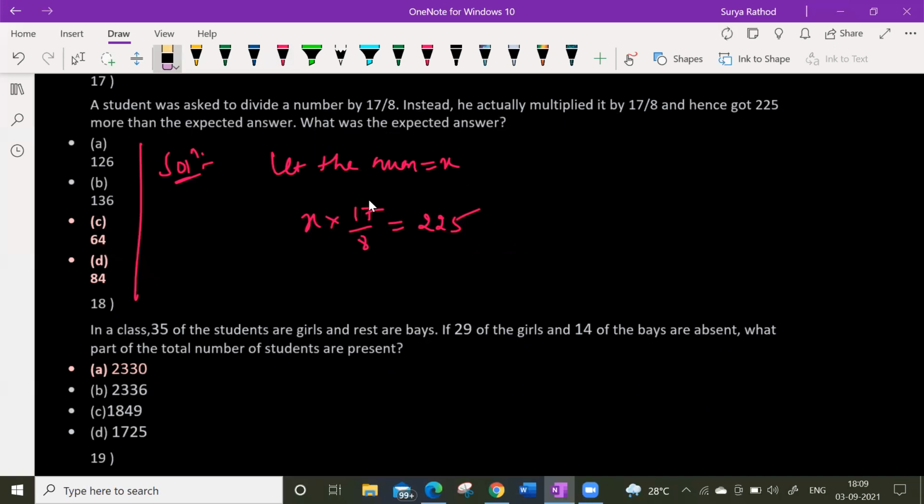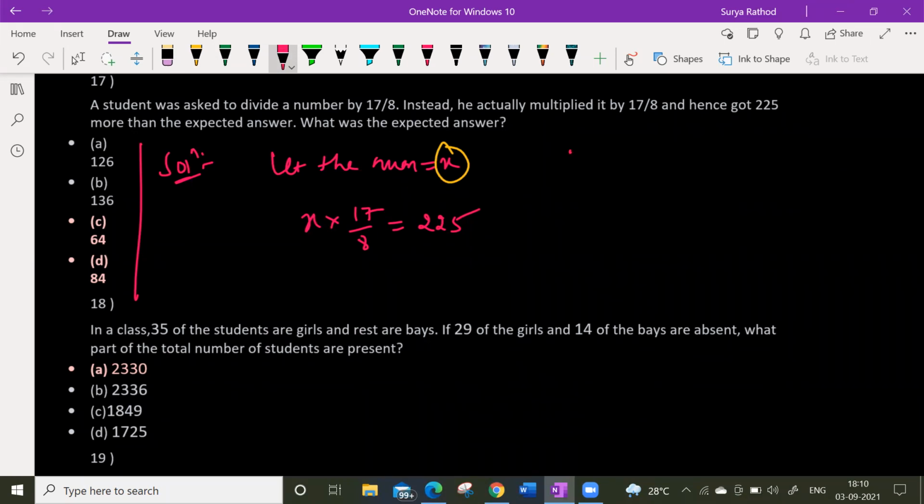Sir, is the answer 136? No, wait. See here. You try to understand what I am trying to say. Everyone understands common sense. Number x. Sir, it's saying he got 225 more than the expected answer. So it should be x into 17 by 8 is equal to x divided by 17 by 8 plus 225.